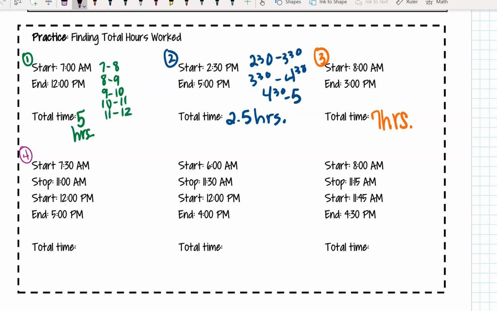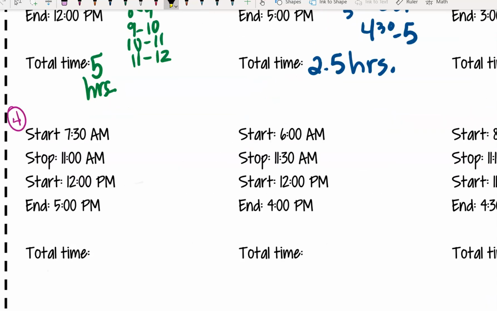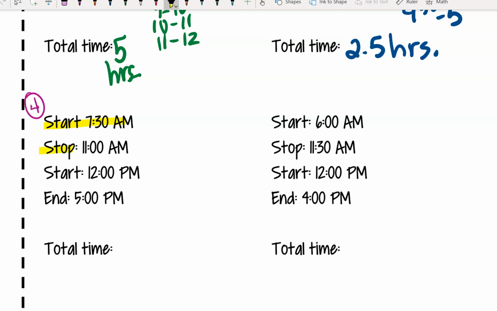Okay, so now it starts to get really fun. We have a clock in time, a stop time, another start time, and an end time. So we actually took our lunch break this day. Okay, so take it in pieces. So we're going to do our start-stop first. How many hours did I work in my first part of the day?